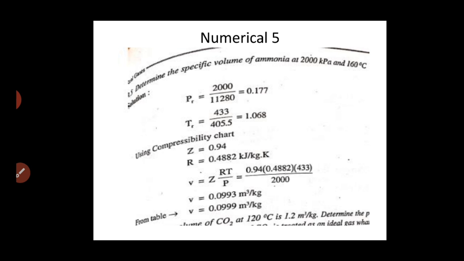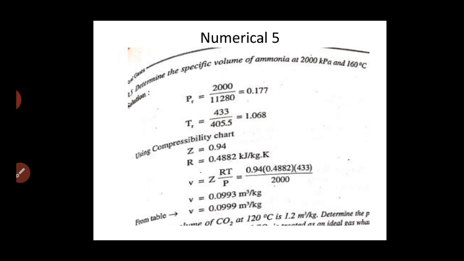This is the problem. By using the compressibility chart, first we calculated the reduced properties, that is reduced pressure and reduced temperature. To calculate this, we have taken the properties at the critical point, that is critical pressure as well as critical temperature. So PR is equal to P by PC, TR is equal to T by TC. Substituting TC and PC from the table of critical properties available in the data book, we found PR and TR.